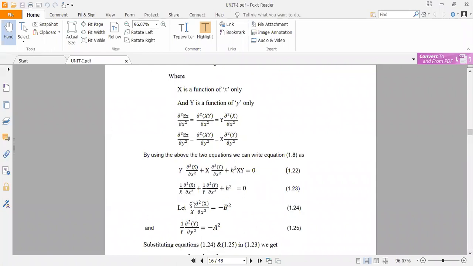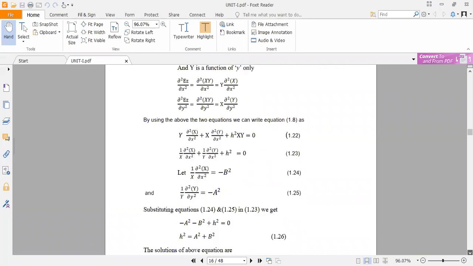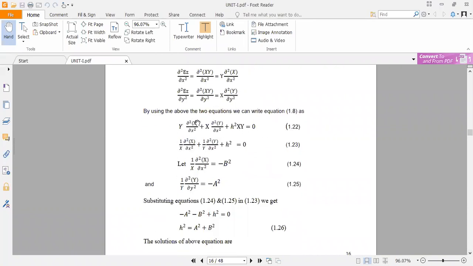Let us consider 1 by X dou square X by dou x square is equal to minus b square, and 1 by Y dou square Y by dou y square is equal to minus a square. So substituting that in expression 1.23, what you get is minus b square minus a square plus h square is equal to 0. So h square can be written as a square plus b square. So we'll stop here, up to 1.26. Is it clear to you?